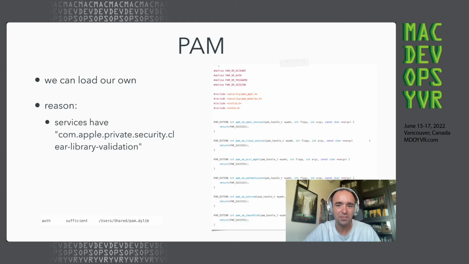So we can load our own module, as noted before. This is because all of these services like SSH, sudo, and so on have the com.apple.security.cs.disable-library-validation entitlement, so they are allowed to load third-party libraries. Or we can use one of the default ones, for example, pam_permit, if we need. There is a screenshot here for a pam_permit. Basically, this is how we can set up our module.